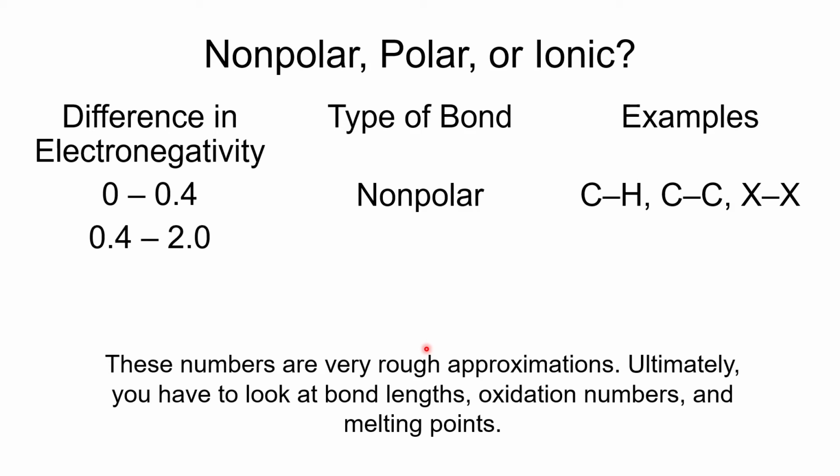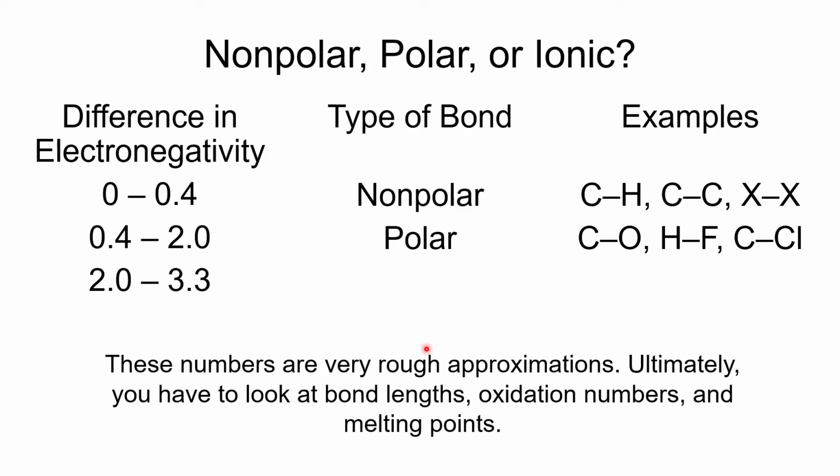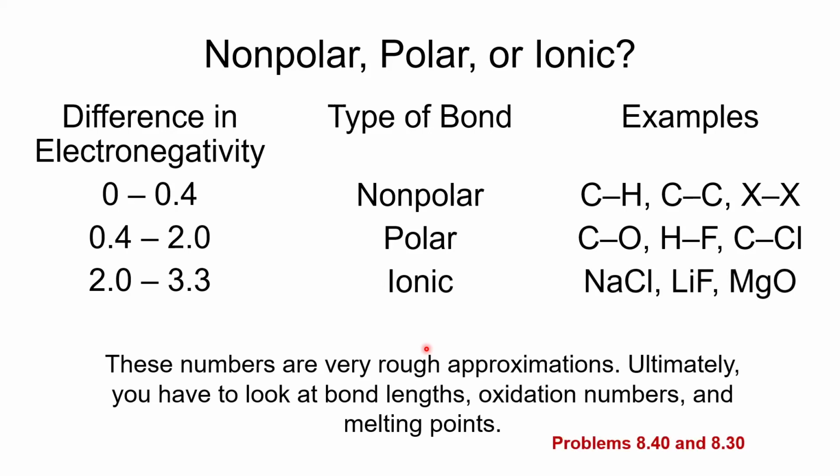If we look at the difference in electronegativity and it's between 0.4 and all the way up to 2.0, we're generally going to classify that as a polar covalent bond. Examples of that include a carbon-oxygen bond, a hydrogen-fluorine bond, and a carbon-chlorine bond, and there are many, many examples of this. The best way to figure it out is to look at the difference in electronegativity. Now, if the difference in electronegativity is greater than 2.0, and the maximum possibility is 3.3 because we have 0.7 and 4.0, we're generally going to call that an ionic bond. Examples of this include sodium chloride, lithium fluoride, and magnesium oxide.